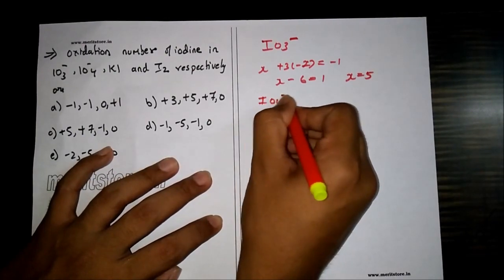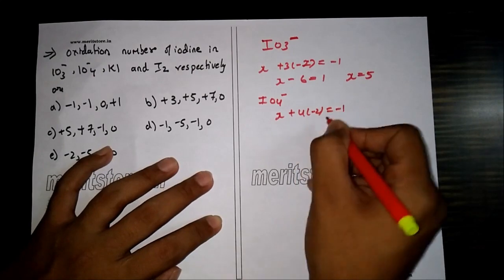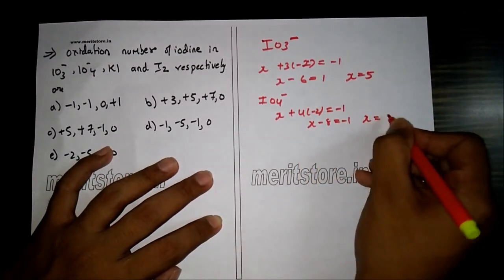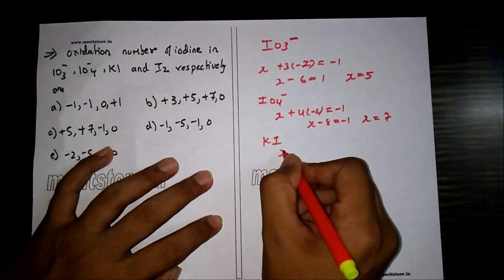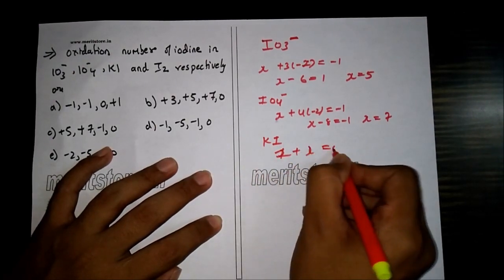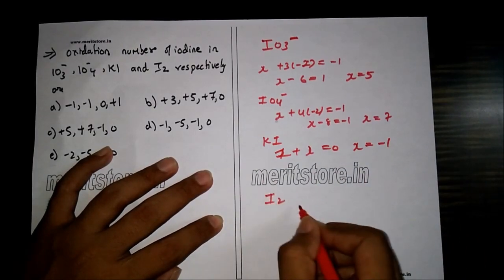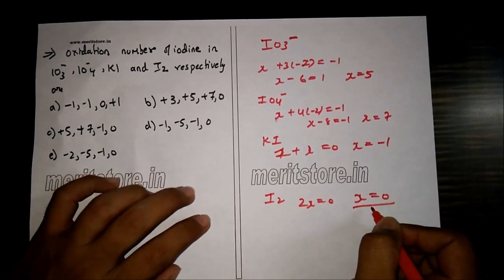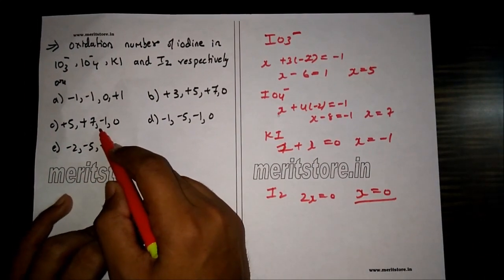Now, in IO4 minus, x plus 4 into minus 2 is equal to minus 1. Therefore, x minus 8 is equal to minus 1. Therefore, x is equal to 7. Now, in KI, it is 1, which is the oxidation number of potassium K, plus x is equal to 0. Therefore, x is equal to minus 1. And in iodine, which is I2, it is 2x is equal to 0, and therefore x is equal to 0. Therefore, the correct answer is C, which is plus 5, plus 7, minus 1, and 0.